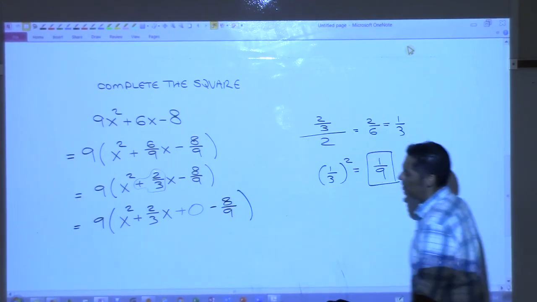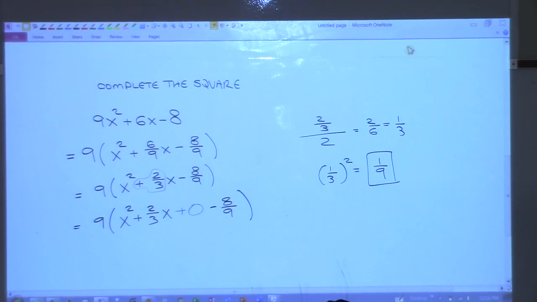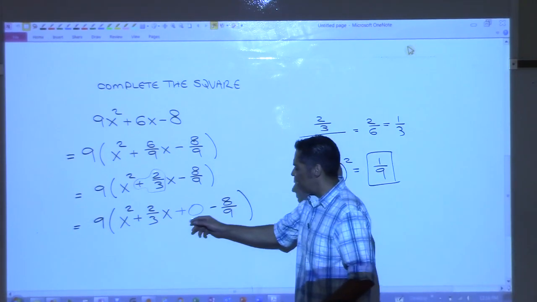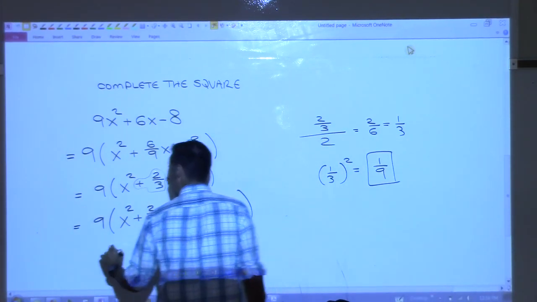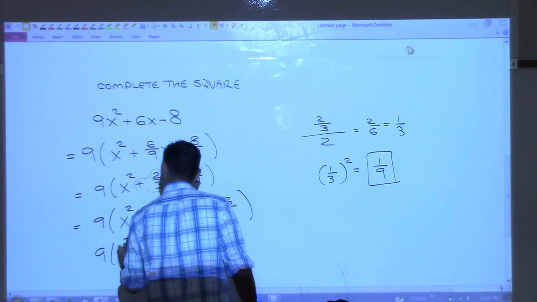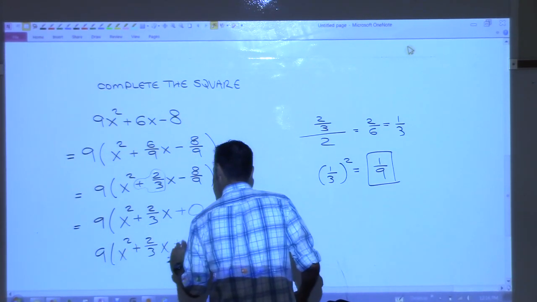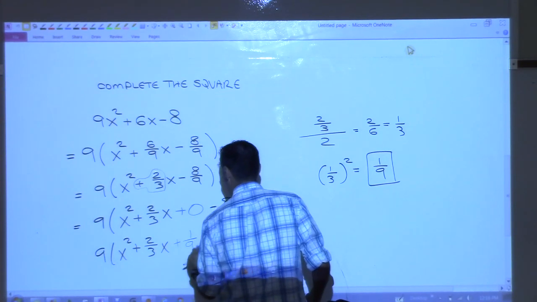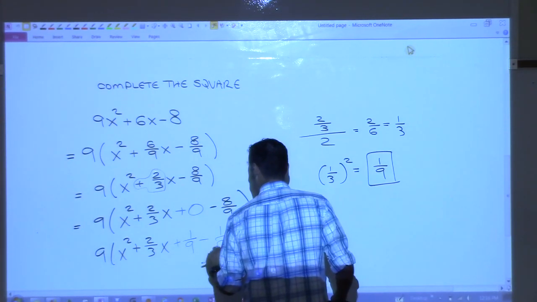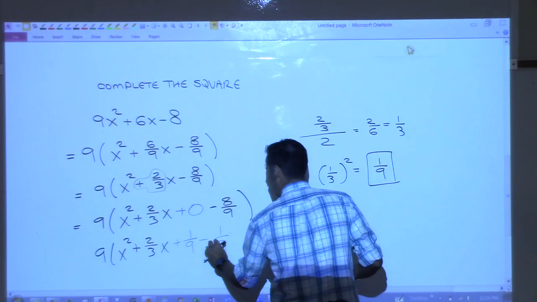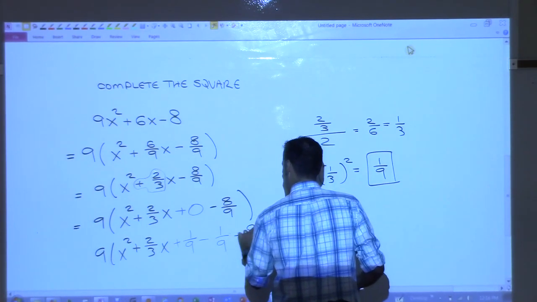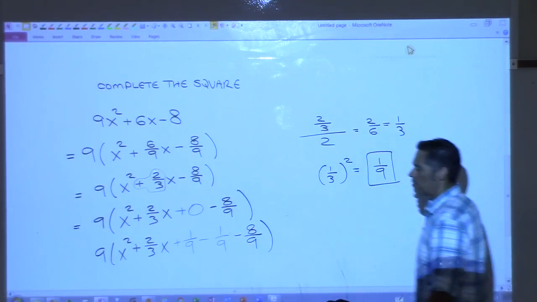Okay, do y'all agree that that's the exact same expression? If I add nothing right there after the 2/3 x, that's the same expression. So that nothing, though, is not going to be nothing. It's going to be that number 1/9. I'm going to add the 1/9, and then I'm going to immediately take it away. So do we agree that that's still the same thing?